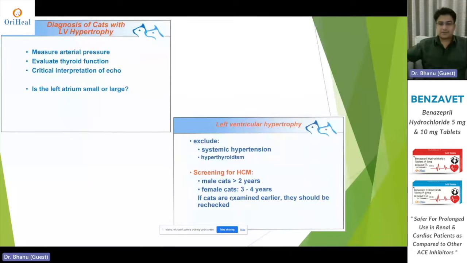So as we said earlier, you have to exclude systemic hypertension, you have to exclude hyperthyroidism. And if we talk about screening for HCM, male cats, it should be over 2 years. Female cats, after they are 3 to 4 years, we should screen. And if the cats are examined earlier, they should be rechecked for this disease, specifically if they have the breed predisposition.